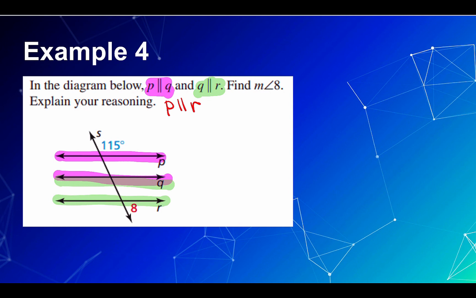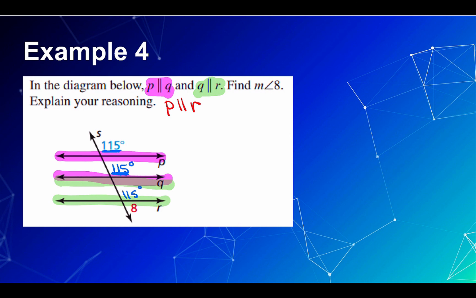So if they're all parallel to each other and they have a transversal S cutting through them, then let's start looking at some of our theorems we learned about parallel lines cut by transversals. So if this is 115 and P is parallel to Q, this is corresponding. And if it's corresponding, they are congruent. So that is 115. If Q is parallel to R, and this is 115, then the corresponding angle is 115.